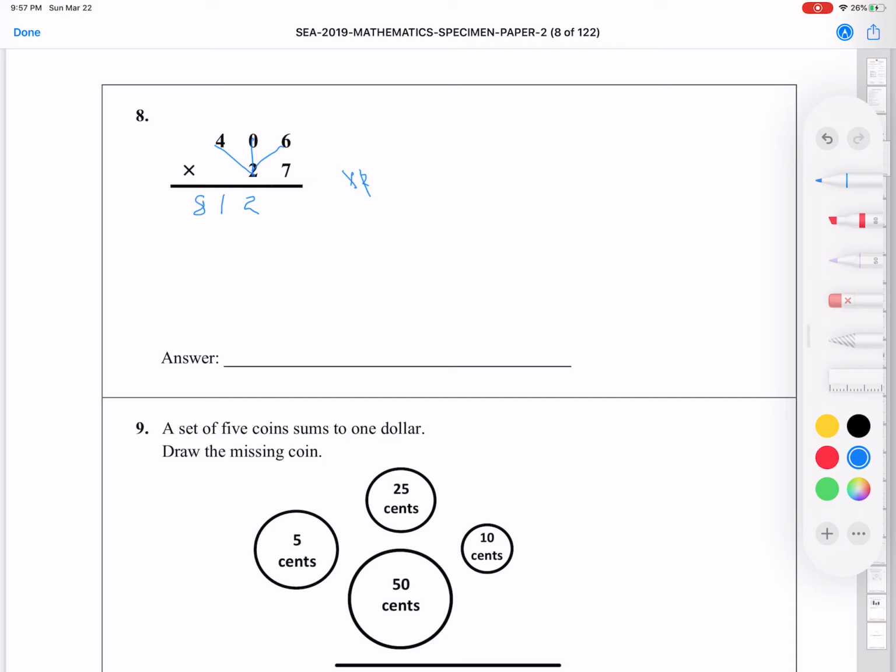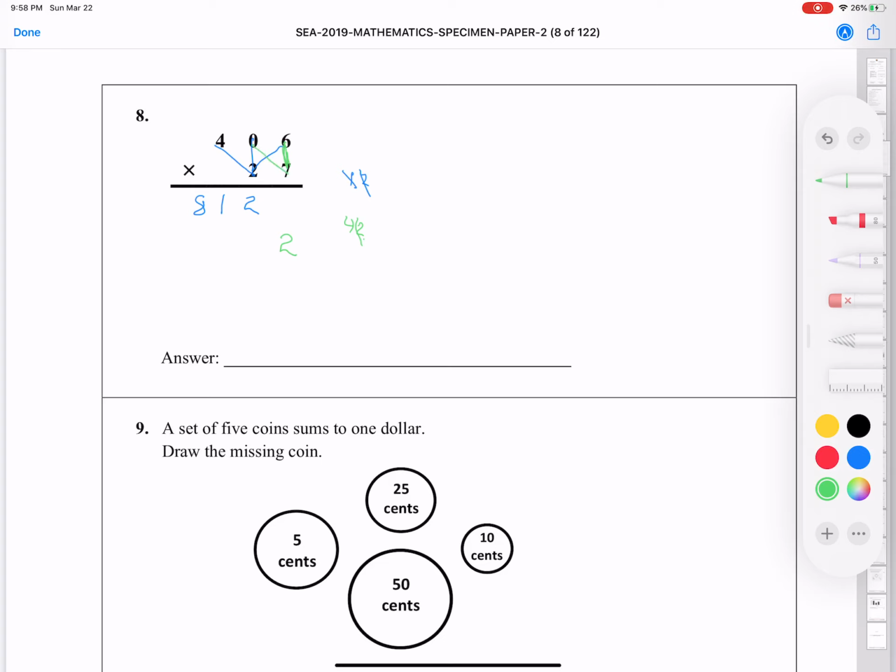Now I'm going to multiply by the 7. I'm going to change the color to green. 6 sevens are 42, cross the 2. Now each time you go in a new line, you're starting on a new level. So let's go again. 6 sevens are 42. I cross the 2, and because I multiply by the 7, I'm going to put it in line with the 7.